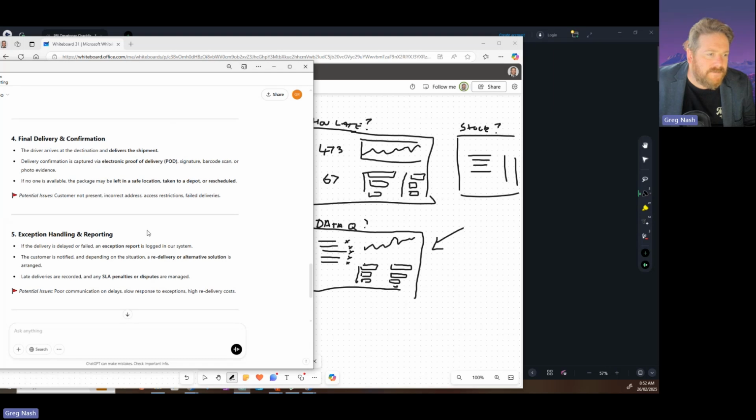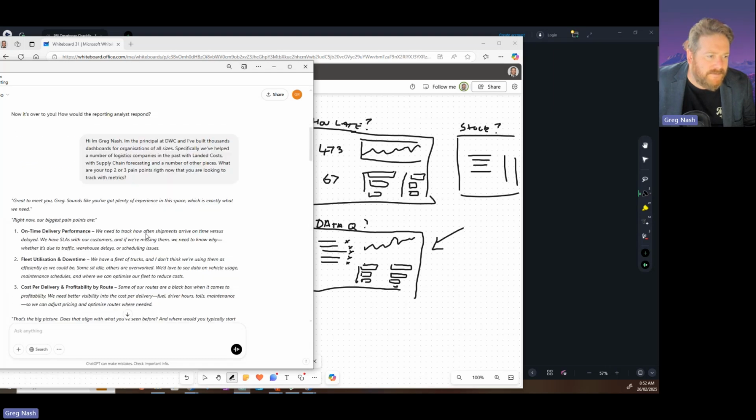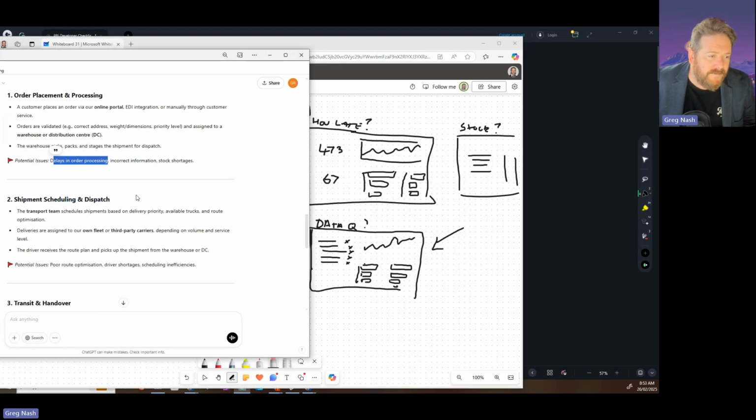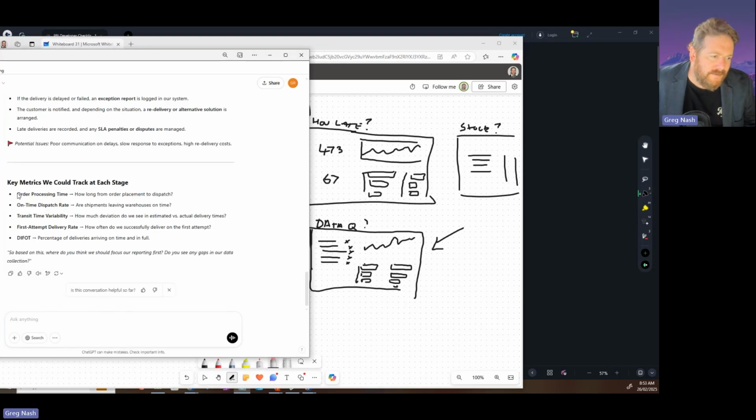But slow ordering was the main thing, right? On time delivery. Because we're talking about DieFight, so slow ordering, yeah, we want to know these pieces. This is a DieFight metric, that's a DieFight metric. Transit time variability: how much variability do we see in estimated versus actual delivery times? I kind of like this one.